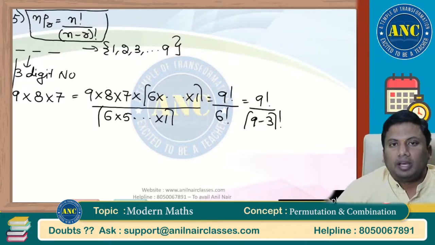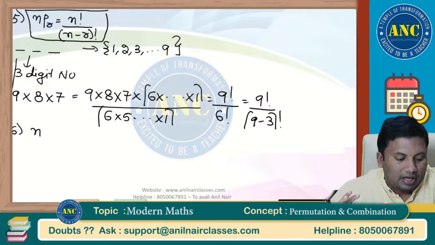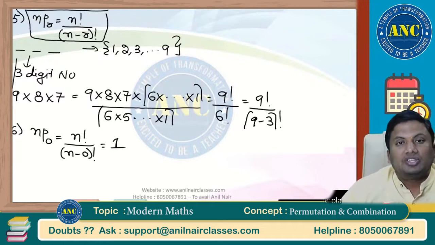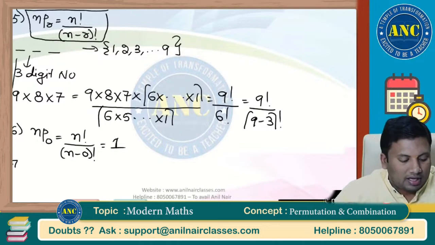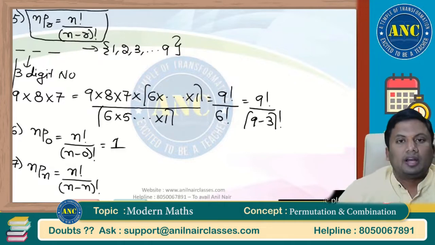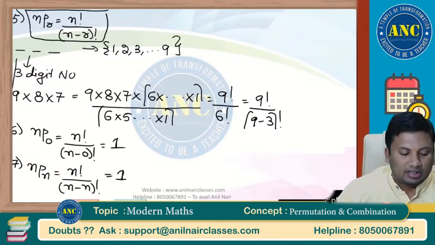nPr is given by n factorial by (n minus r) factorial. Second, if it is nP0, n factorial by (n minus 0) factorial is nothing but 1. Arranging 0 elements out of n elements is nothing but 1. Second one, nPn is n factorial by (n minus n) factorial, which is n factorial by 0 factorial, that is 1. So nPn is nothing but 1.